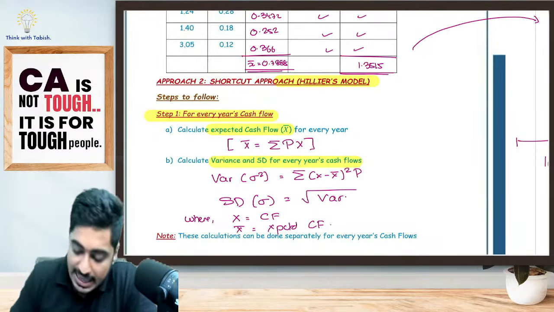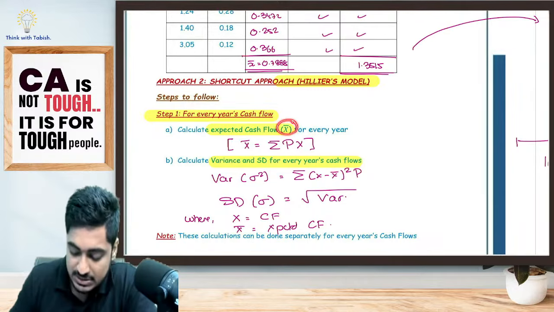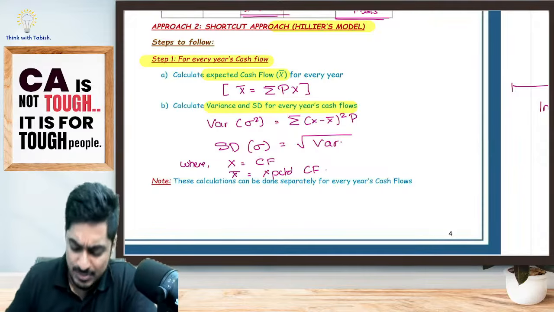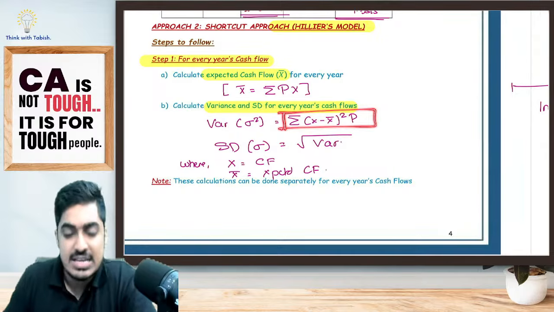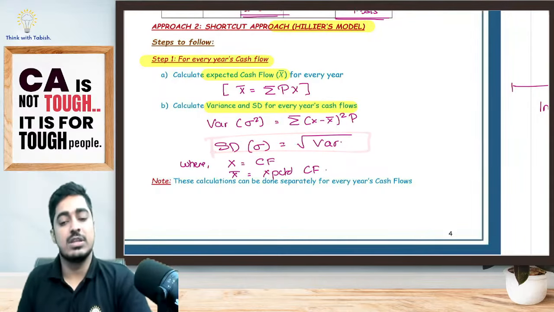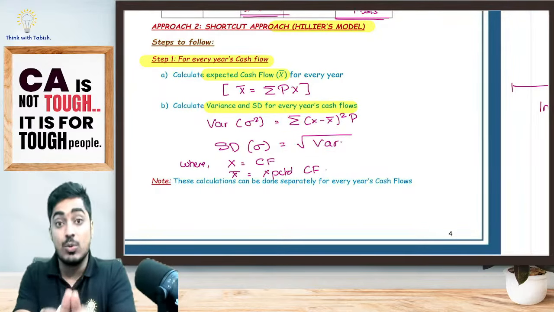Calculate expected cash flow x bar, which is nothing but summation p into x, and calculate risk. Formulas are going to be the same only. Variance is summation x minus x bar whole square into p. Standard deviation is square root of variance. Okay, boss, this much I did. What next?